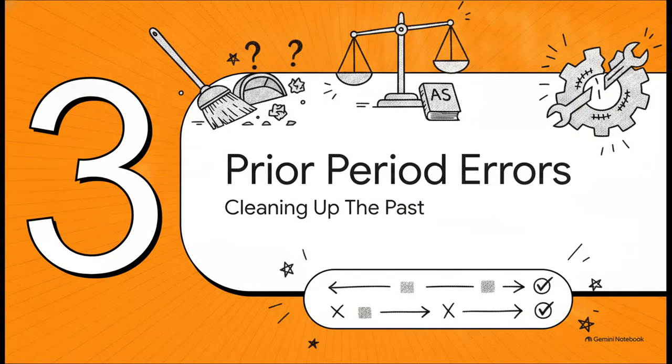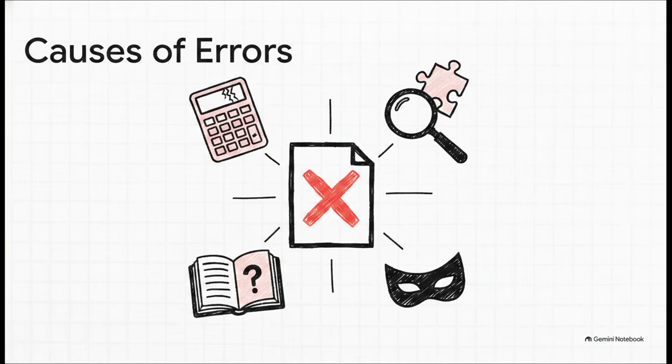Let's keep that momentum going into Section 3, Fixing Prior Period Errors, Cleaning Up the Past. Even the absolute best accountants mess up, so we need to know how to handle it. Now, errors can pop up from all sorts of places. We're talking simple calculator slip-ups, fumbling the application of those accounting policies we just covered, totally missing key facts, or outright fraud. But here's the kicker. Whether someone made an honest math mistake or purposefully cooked the books, the accounting standards don't care. They dictate the exact same way to fix material errors from past years.